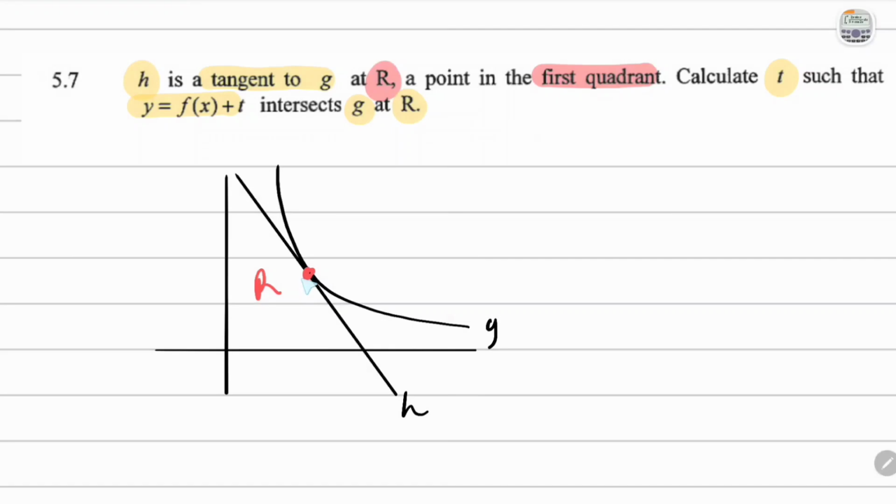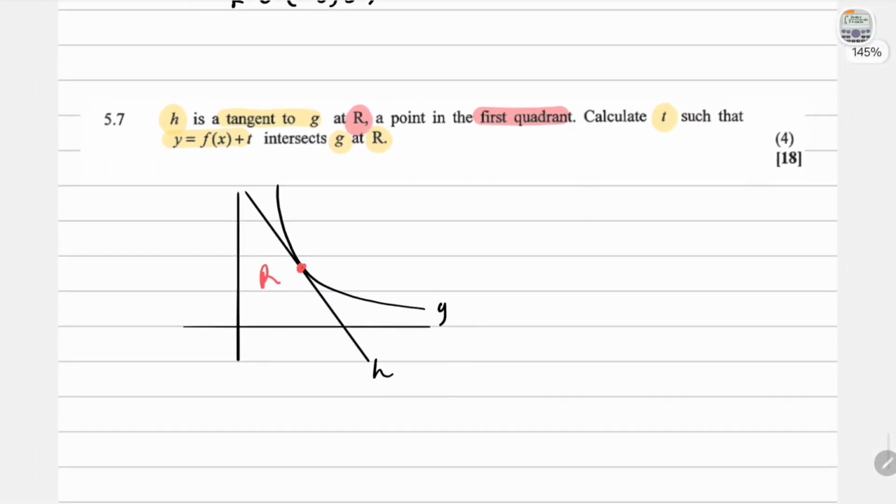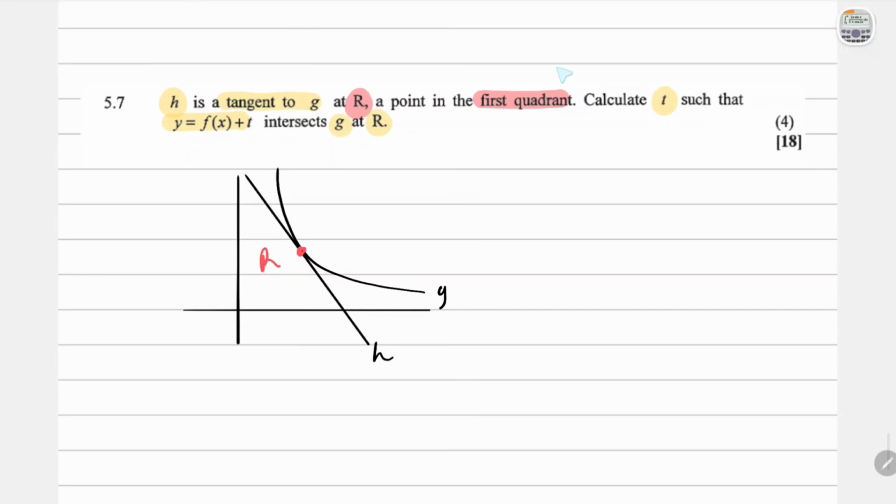If we find the coordinates of R, we can find what t is, because this graph intersecting with R simply means that it passes through R, meaning you can take the coordinates of R, substitute them into this equation, and it will help you to solve for t. So the main goal is to find the coordinates of R. Okay, what have they given us to find the coordinates of R?